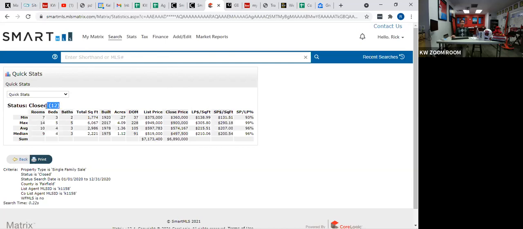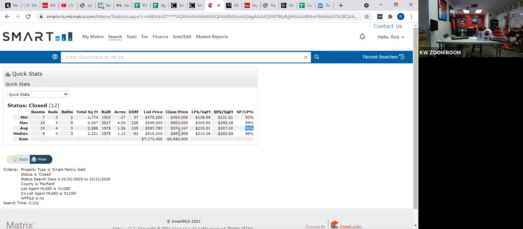The number of closed show up here. So 12 closed for the 12-month period of time that I asked for. You get average days on market here for that 12-month period of time. So 105 days on market. You get an average list to sale price over here.